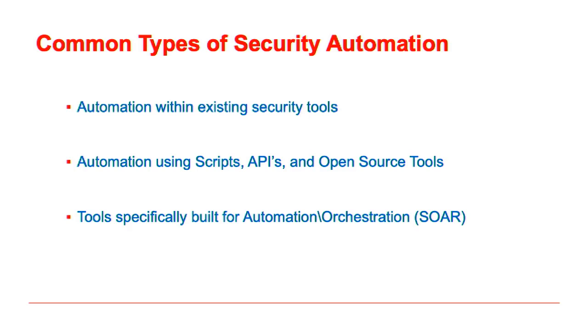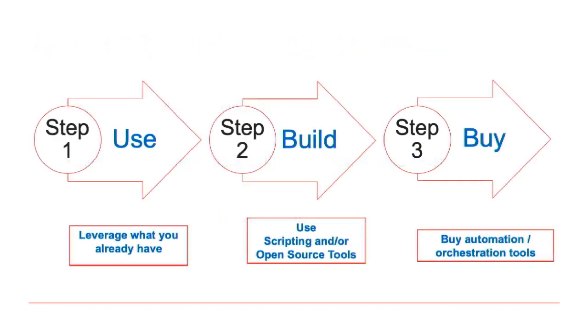And then the last thing is tools that are specifically built for automation. And about a year or so ago, everybody started calling these SOAR tools, security orchestration and automation response. So there's quite a few of those tools, and I consider that to be like the third step. In fact, we kind of came up with this maturity model. It's kind of a crude maturity model, but use, build, buy. So you want to leverage what you have. Then you want to maybe use some scripting and open source tools to enhance that. And then maybe buy some automation and orchestration tools.